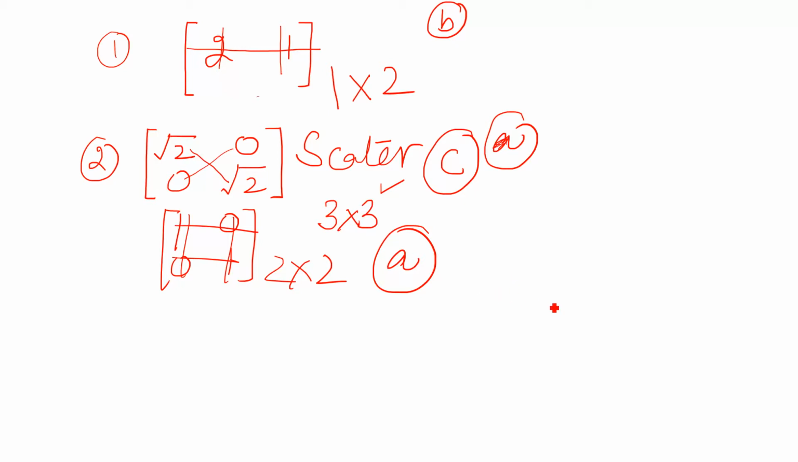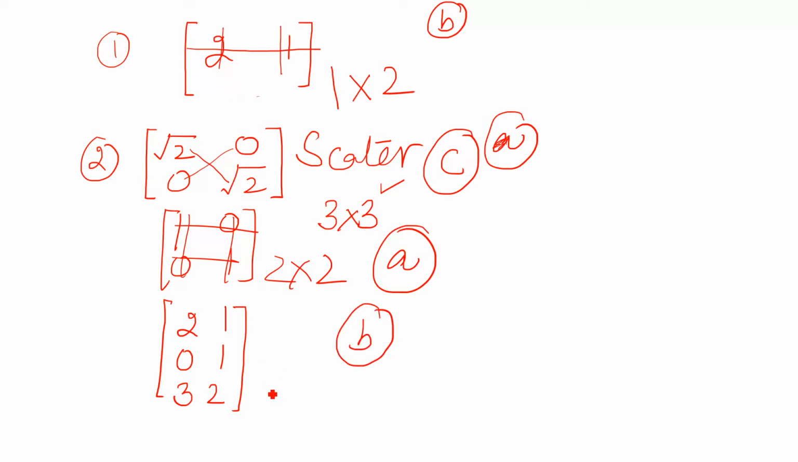Fourth is order of transpose, right? So this is 2, 1, 0, 1 and 3, 2. The question is order of transpose, right? So it is in your B. The answer is B. This is 2 columns and 3 rows. So this is the transpose order.